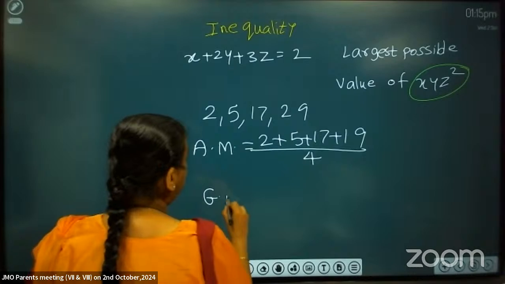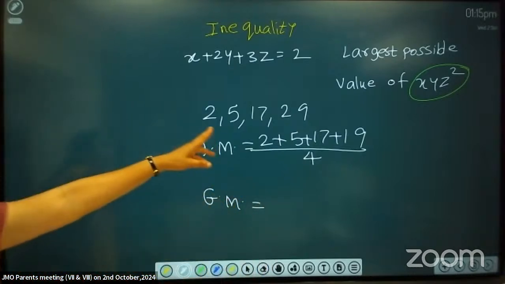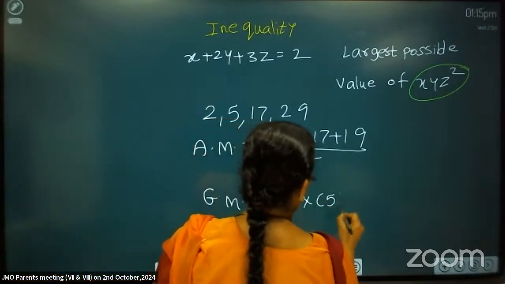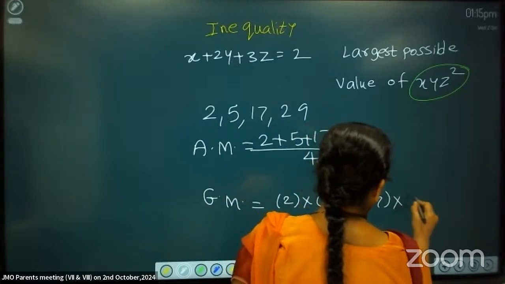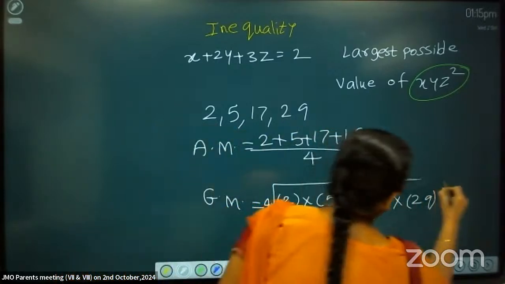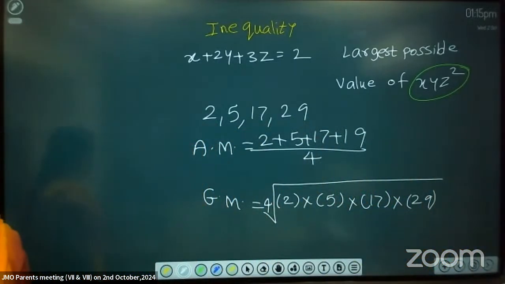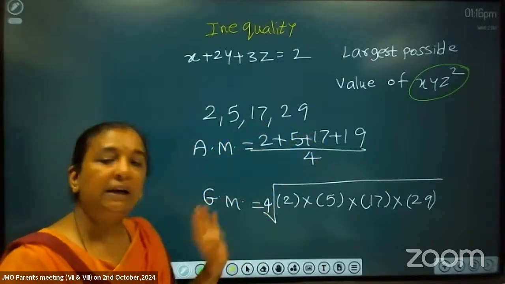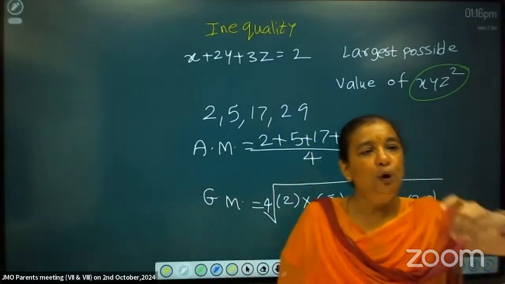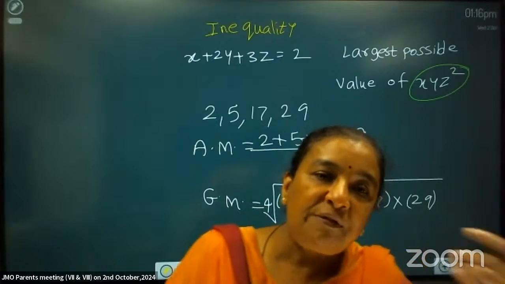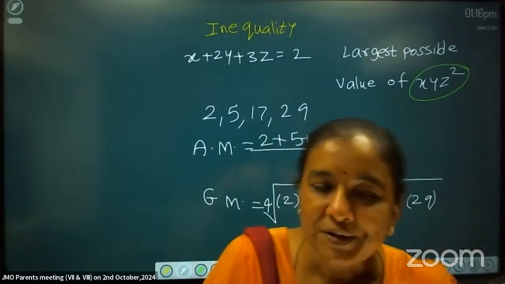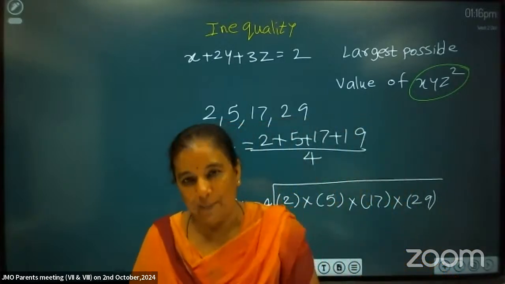What is the geometric mean? Geometric mean means I will take the product of these four numbers. So it is 2 multiplied by 5 multiplied by 17 multiplied by 29. And I will take the fourth root of this product. Because there are four numbers, I am taking the fourth root of the product. If there are three numbers, I will take the cube root or the third root of the product. If there are five numbers, I will take the fifth root of the product and so on. So you understand the concept of arithmetic mean and geometric mean.